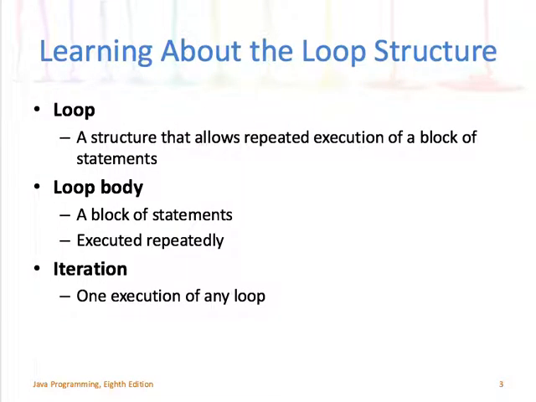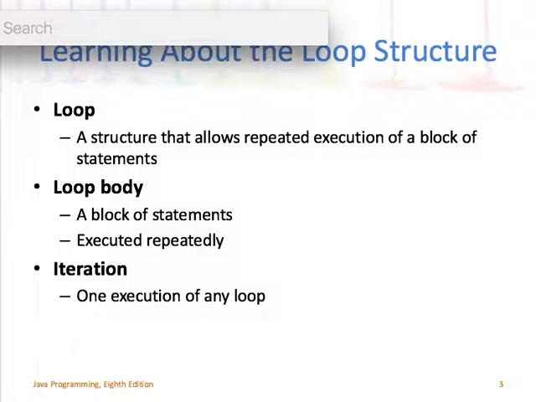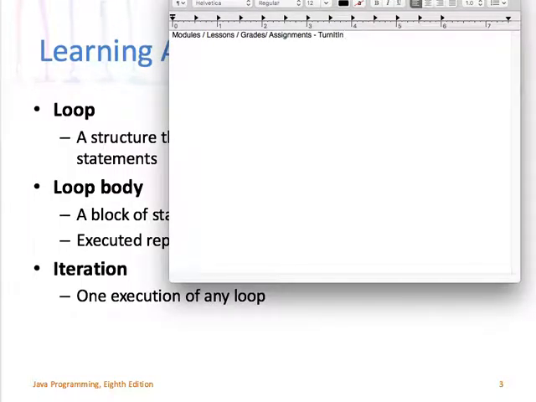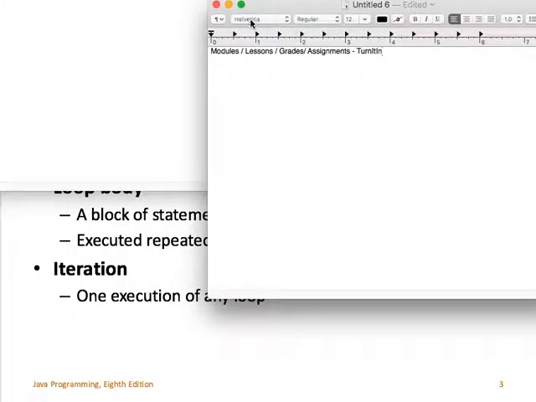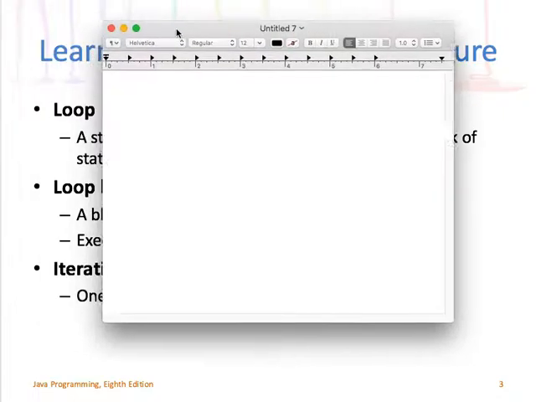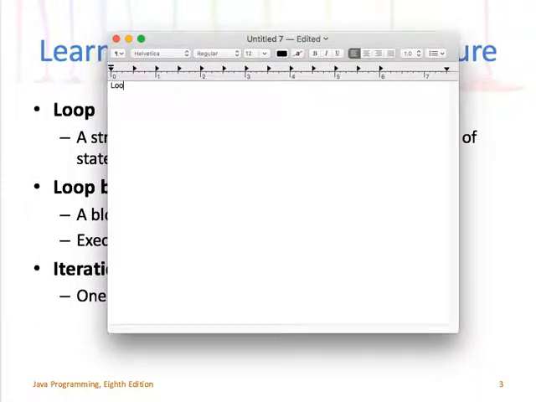So loop, what is a loop? It's a structure that allows repeated execution of a block of statements. It's something that just goes on and on and on forever. So for example, let me pull up an example here. A loop is obviously something that just repeats over and over.